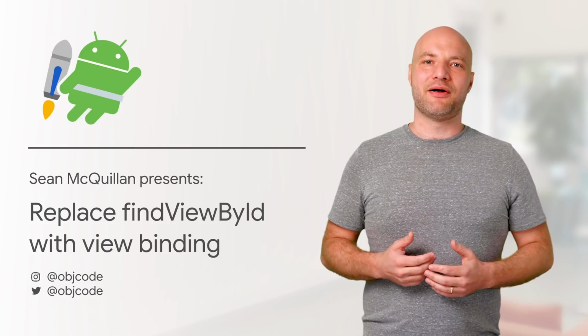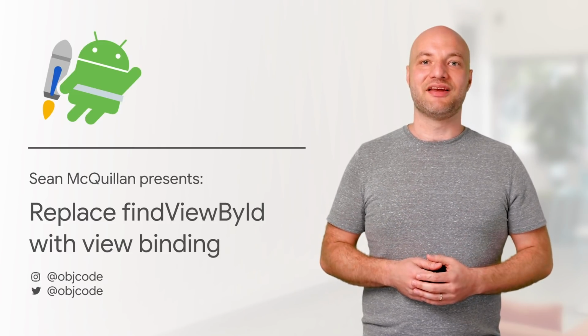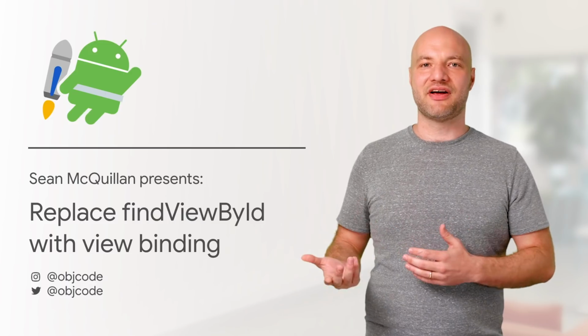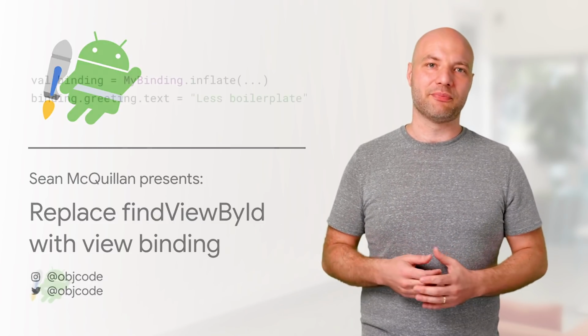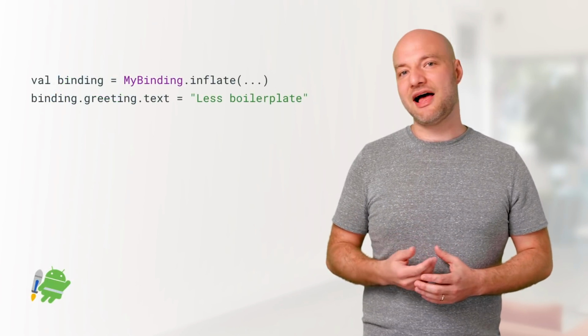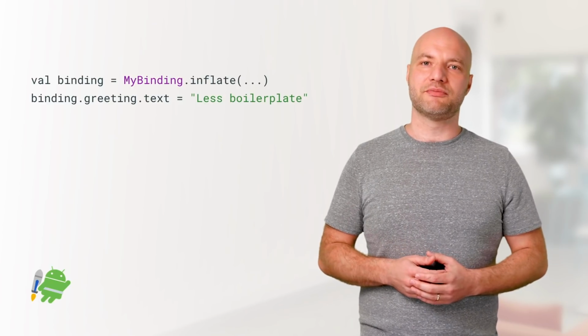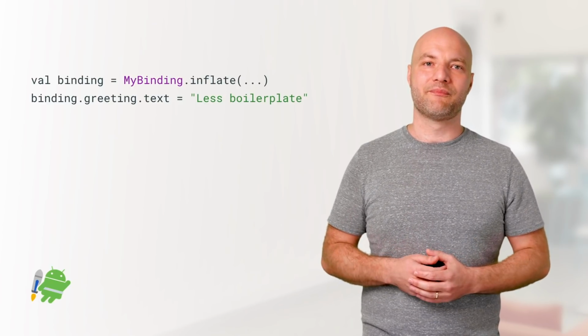Use the new ViewBinding library to replace findViewById in your app. It lets you write concise, safe code with less boilerplate. Instead of having to look up every view, it generates a binding object that holds all the views for you.